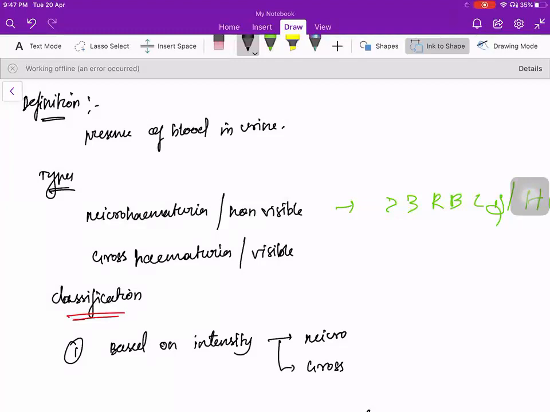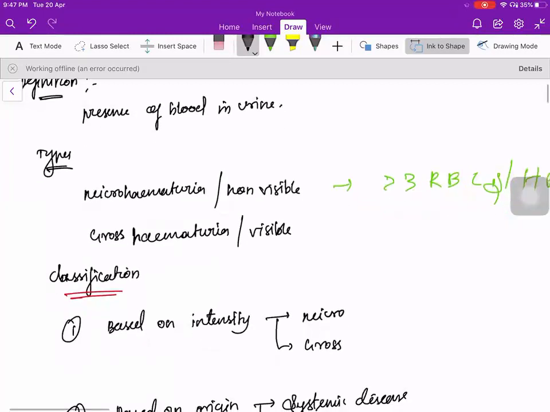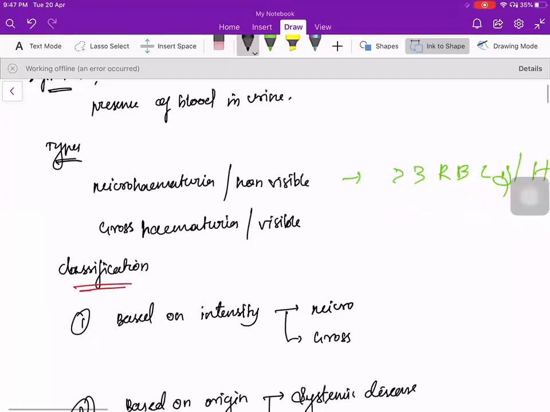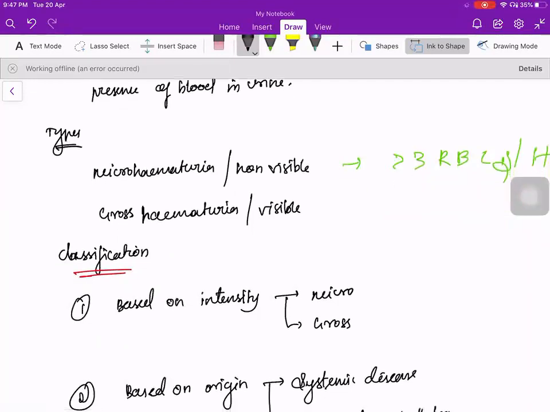So what is the definition of hematuria? Definition of hematuria is presence of blood in the urine. That's it, as simple as that. And what are all the types of hematuria? Actually, one type is microhematuria, where the urine will be normal. The presence of RBC will be determined only through microscopy. Otherwise, the urine color will be normal.